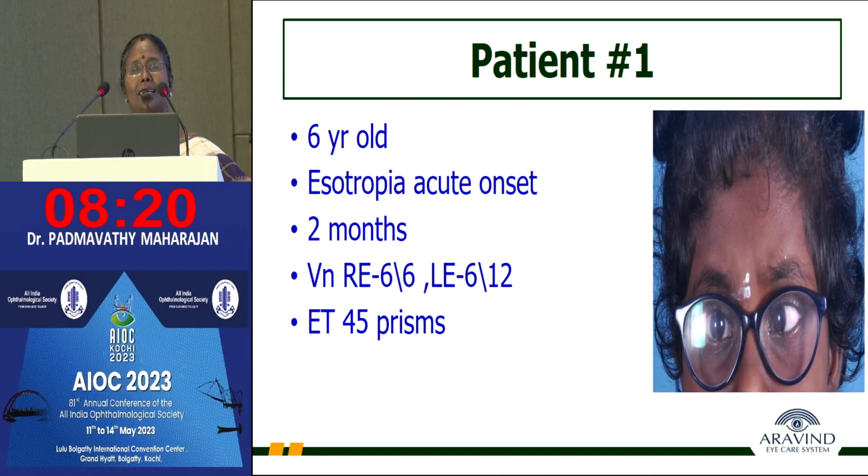So I have 6 patients who are in different age groups. Let us look into it with all the details, clinical features. This was my first patient. She's a young child. She has an abduction limitation of the left eye. It was of acute onset, 2 months duration. So the next plan, what would you do?